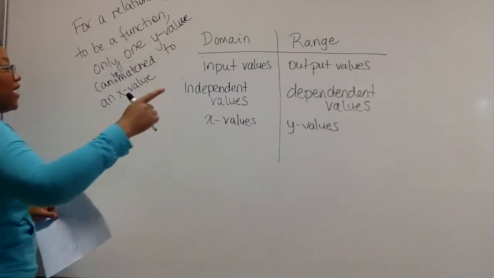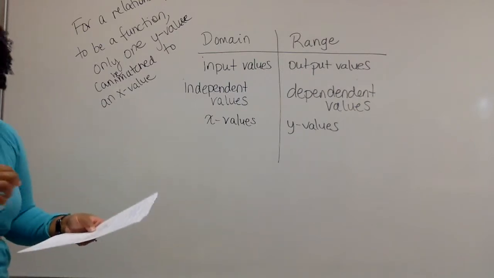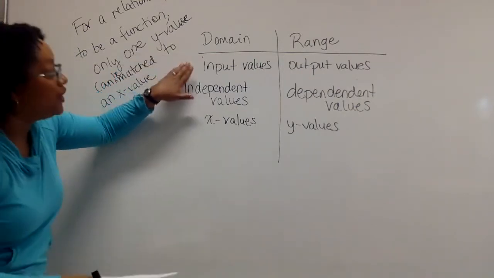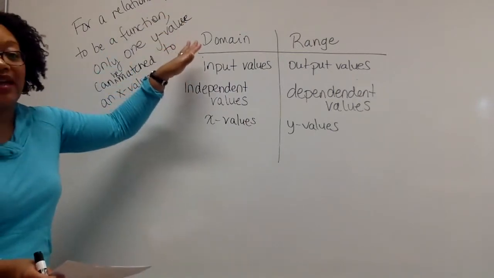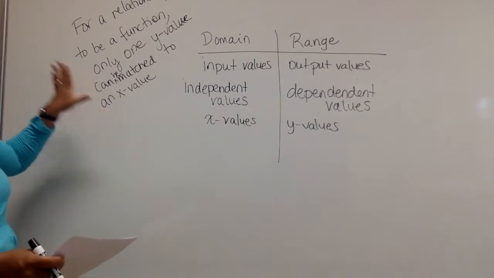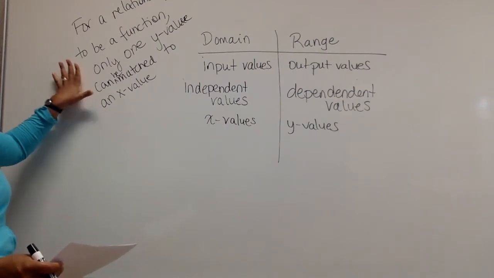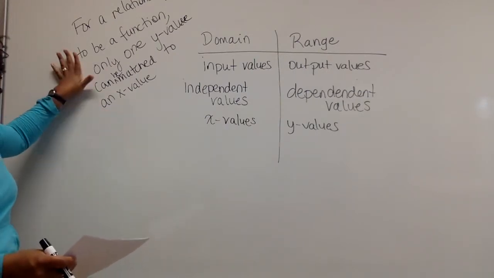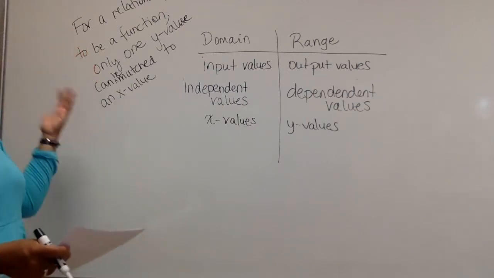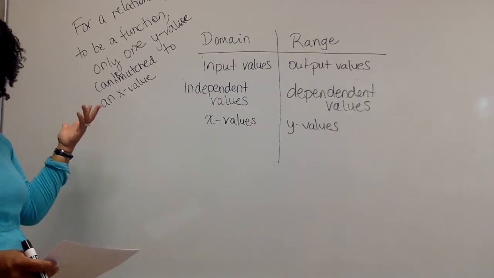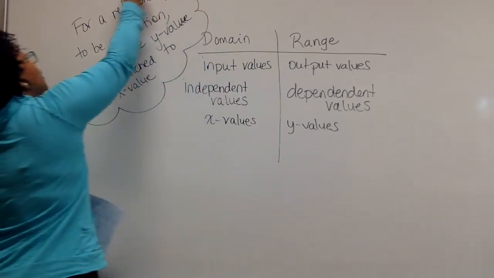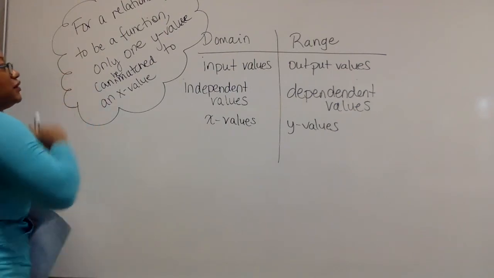Only one y value can be matched to an x value, or your independent number, or your input, or your domain. So in a second, we're going to look at some tables. Make sure you write this down, and I'm going to explain to you exactly what this means, because I'm going to ask you, are these numbers functions? All these numbers that I'm giving you, do they make a function based on our definition? So make sure you write this down. I'm going to put it in a bubble, and you need to underline it or highlight it or something, because this is going to be the key.